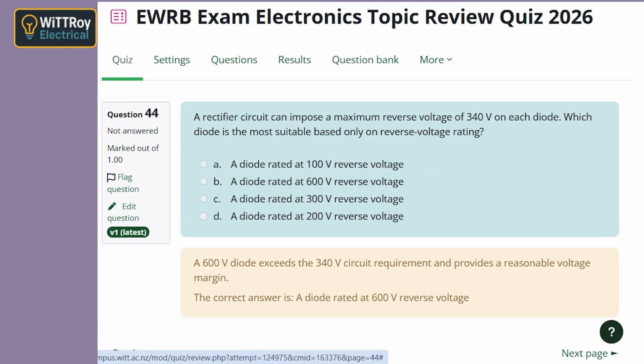Don't try to memorize the sentence yet. Follow the current or voltage first. The circuit can impose 340 volts, so a 300-volt diode is already below the required withstand value. The 600-volt diode exceeds 340 volts and gives a useful margin. Selection must also consider current and other ratings, but based only on reverse voltage, 600 volts is the suitable choice. I see. So I need a diode rated at 600 V reverse voltage. Good. Now the answer follows from the operation rather than from guessing. A 600 V diode exceeds the 340 V circuit requirement and provides a reasonable voltage margin. Right, the diode must be rated above 340 volts.